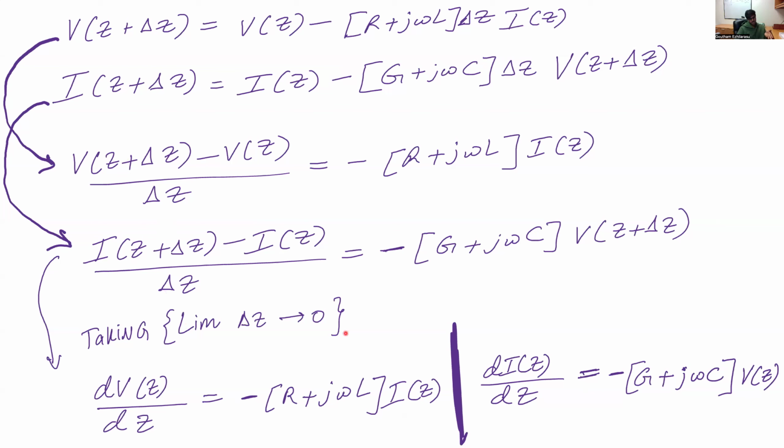So if I take the limit delta z goes to 0 to go to the continuum case, then I'm going to have dV of z by dz, the derivative of V of z at the location z, is just going to be minus R plus j omega L times I of z. And similarly, dI of z by dz is going to be minus G plus j omega C times V of z. Can you notice here, when I take the limit, this V of z plus delta z just became V of z? Because when you take the limit delta z goes to 0, delta z is going to be much smaller as compared to z. So z plus delta z is just going to be z. So that's why there's a V of z here.